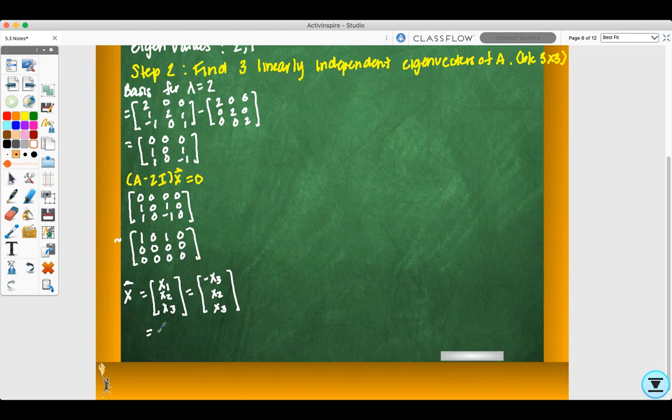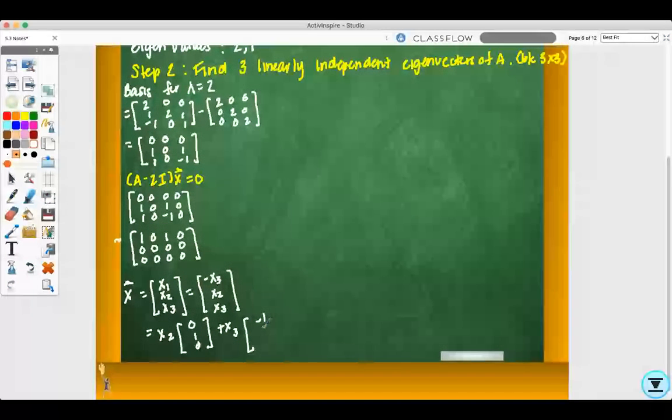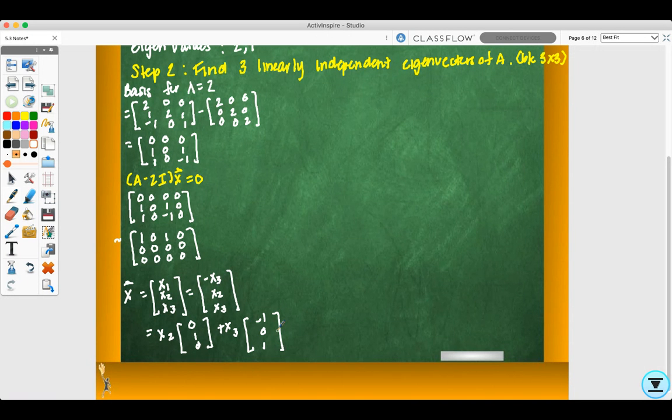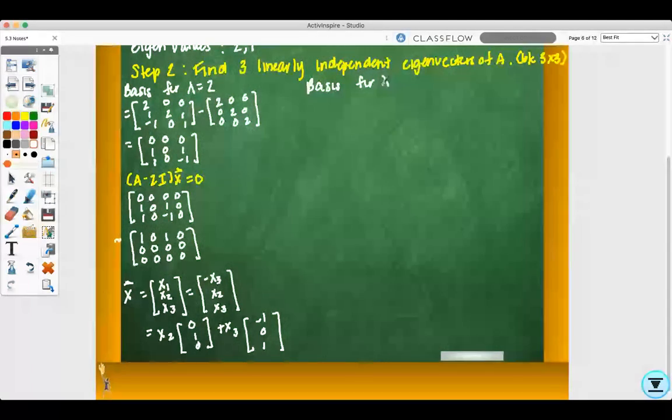So x would equal x2 times 0, 1, 0 plus x3 times negative 1, 0, 1. Okay, so that's our basis for lambda equals 2. So now we're going to find our basis for lambda equals 1. So again, we're going to do A minus I for this.